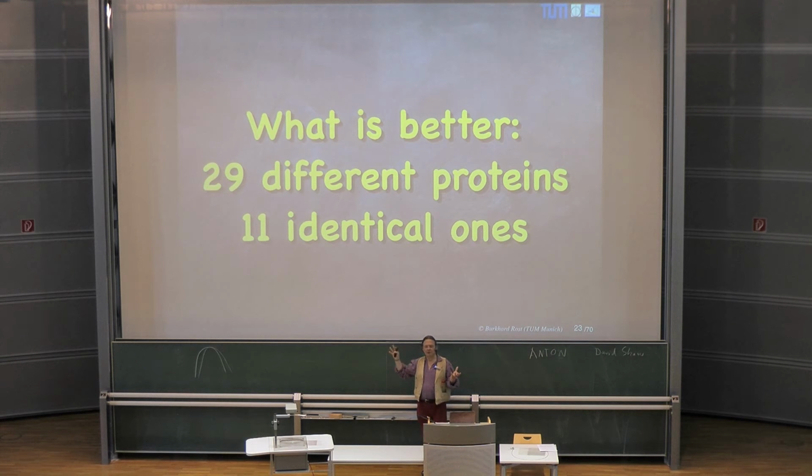But I want to compare, in this particular case, I can't remember, 7 or 8 methods. And these 7 or 8 methods have all submitted 29 sequences. So I could look at 29, 7 methods using 29 different ones, or 11 identical ones. What is better?